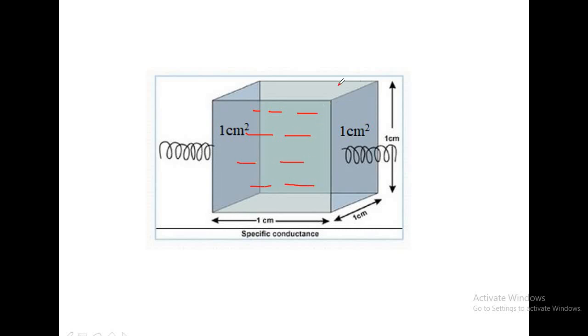So imagine there is a solution inside this cube. If you join all these vertices, then you get a cube. Just imagine the solution inside this cube, where the solution is placed between two electrodes of area 1 centimeter square and separated by a distance of 1 centimeter. Then the conductance of that solution is known as specific conductance.